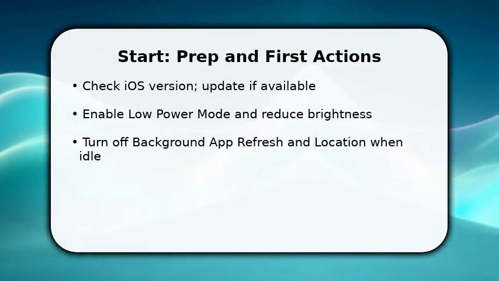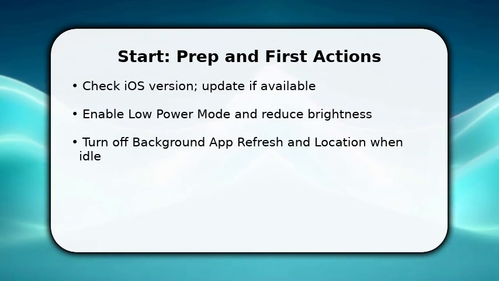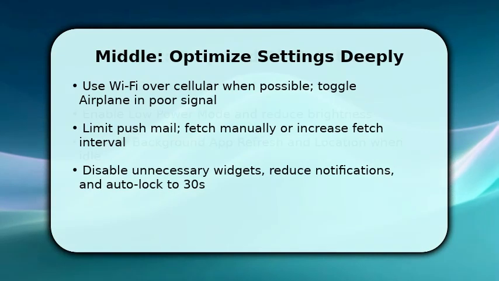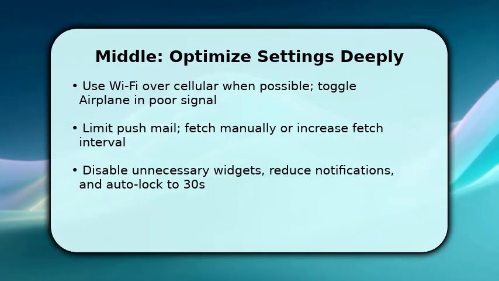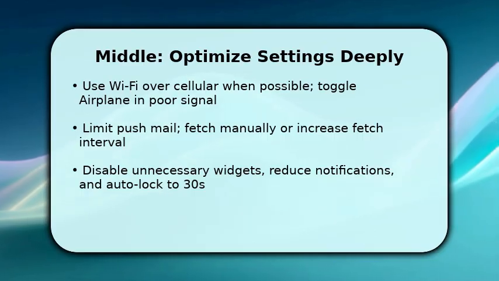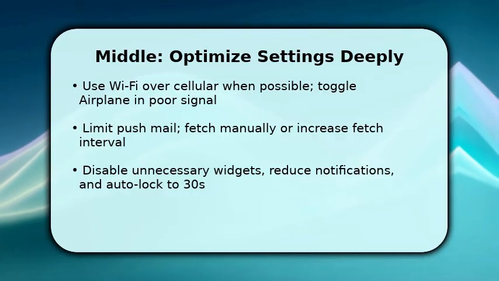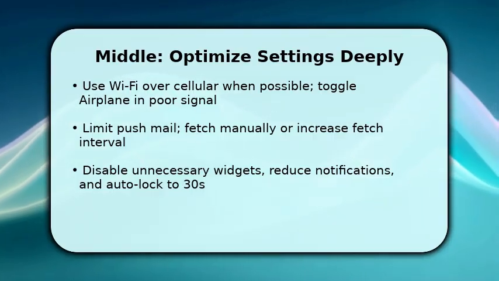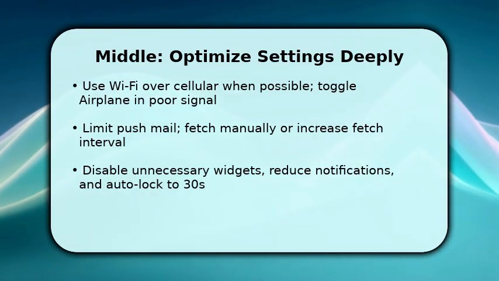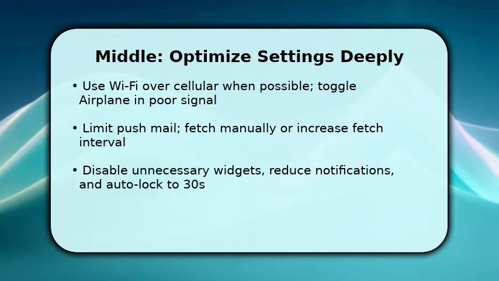Make sure to review battery usage per app in settings so you know which apps to target next and why these steps save power. You now dig into settings that cause steady drain. Prefer Wi-Fi over cellular and enable airplane mode briefly when signal is weak because the radio searches consume battery. Next, change mail from push to fetch or manual and set longer fetch intervals to cut background wake-ups.